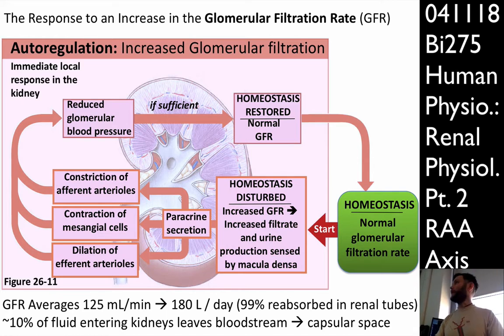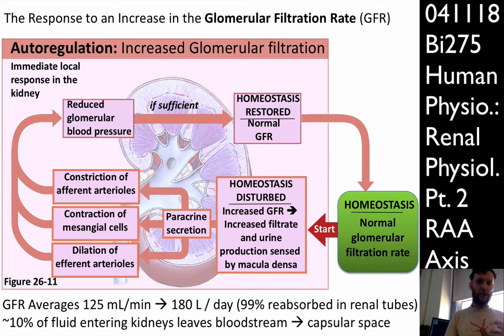If we're going to disturb normal GFR and we increase it, this is going to lead to an increase in the production of urine. All right, so if there's more filtrate, there's going to be more urine, and that urine production is going to be sensed by the macula densa. Do you guys remember what the macula densa was? Yeah, it was part of the juxtaglomerular complex.